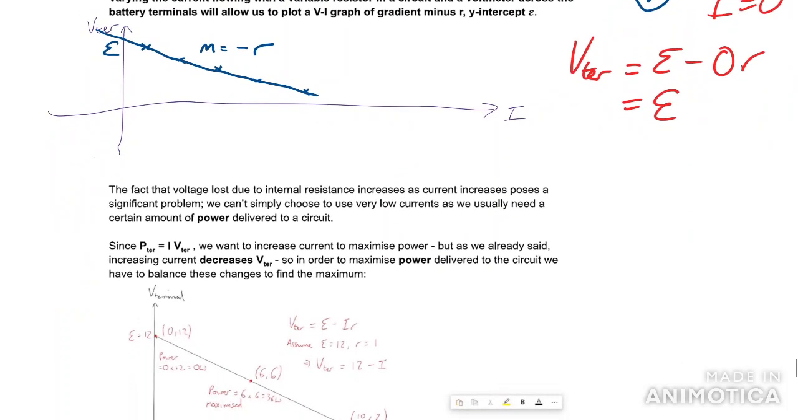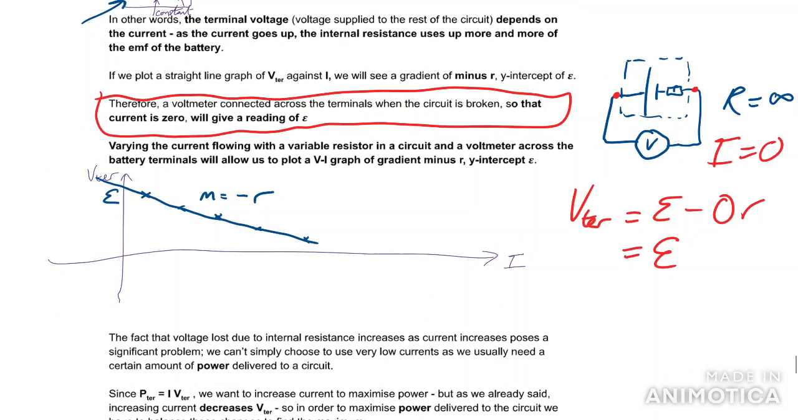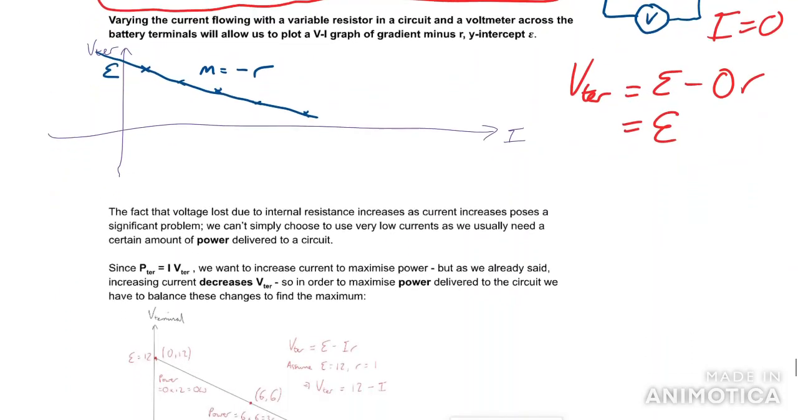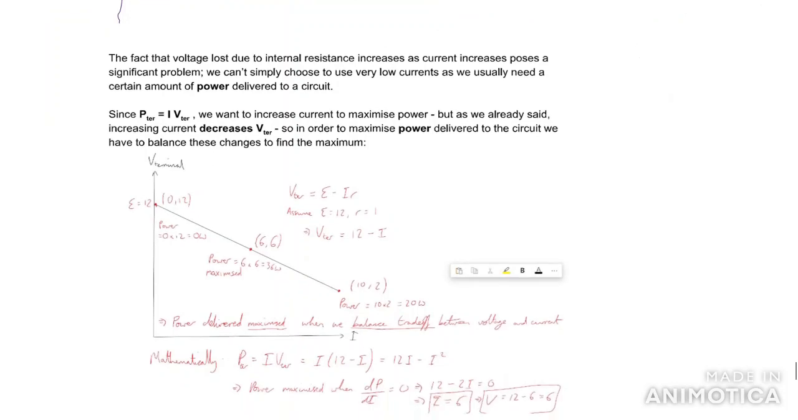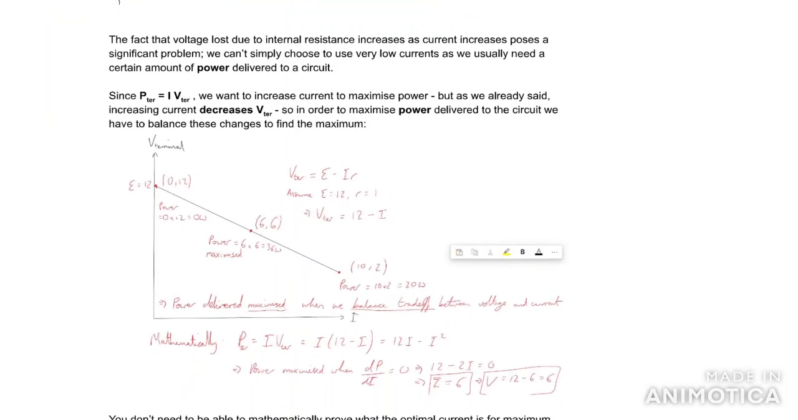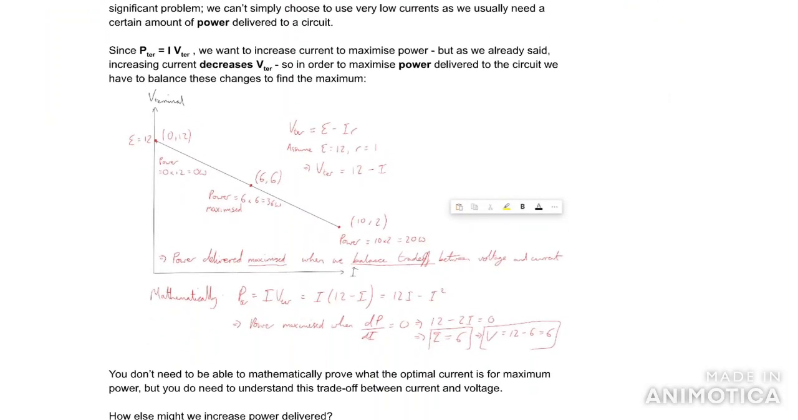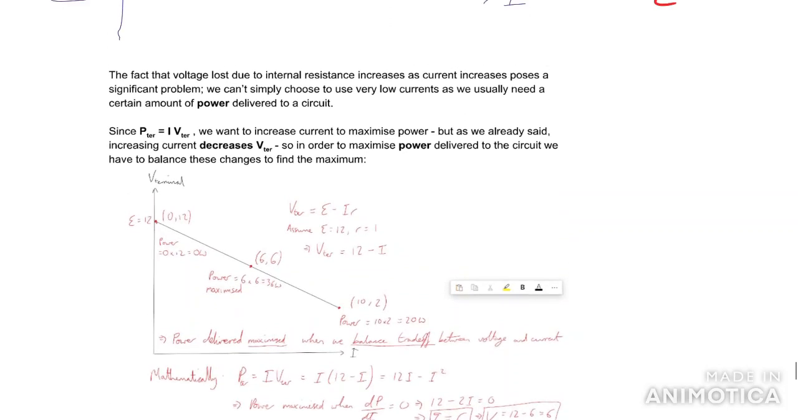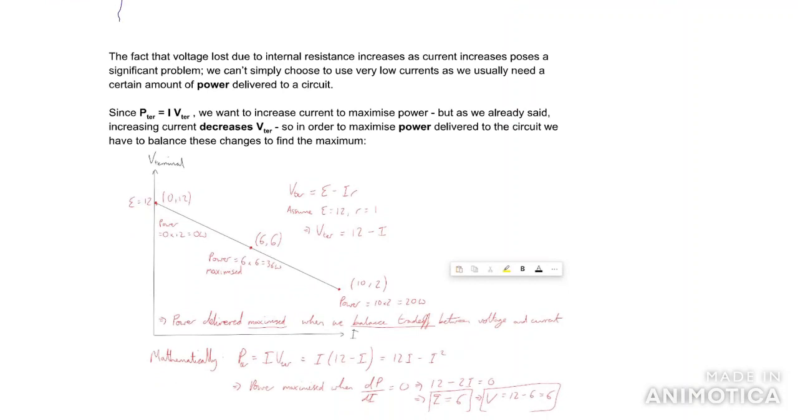Okay, that should all hopefully make sense. Now, this maths may look a bit complicated here, and you don't really need to know the intricacies of the maths, but the fact that voltage loss due to internal resistance increases as current increases does introduce a significant problem.